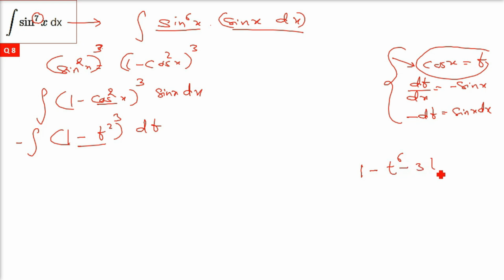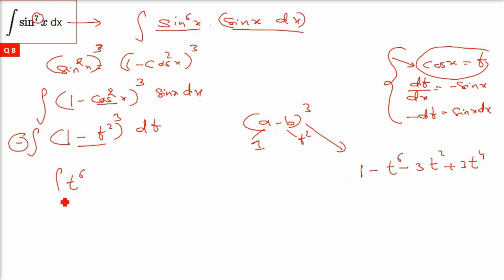So this (1 minus t square) whole cube will be 1 minus t^6 minus 3t square plus 3t^4. I'm just expanding (a minus b) whole cube, where a is equal to 1 and b is equal to t square in this particular case. Since it is negative, let's change this sign and then integrate it so that we can get the final answer.